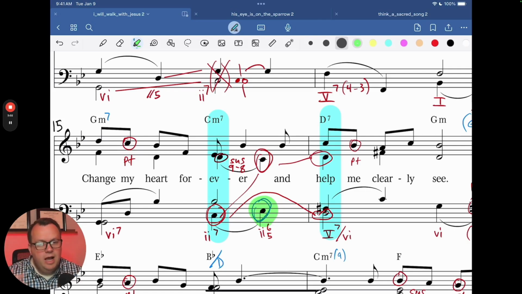So keep your eye out for moments where you have two root position chords next to each other and the bass is stepping. That's a dangerous spot. It's probably the most common writing error I see with my students as they're learning the basics of writing.